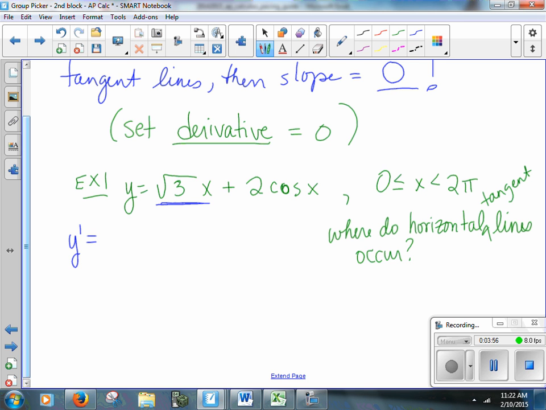Y prime. What is the derivative of the square root of 3x? Wouldn't it be x to the... It's just root 3. Just the square root of 3. And then, what's the derivative of 2 cosine x?